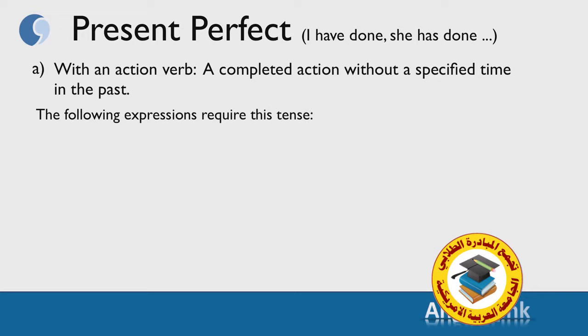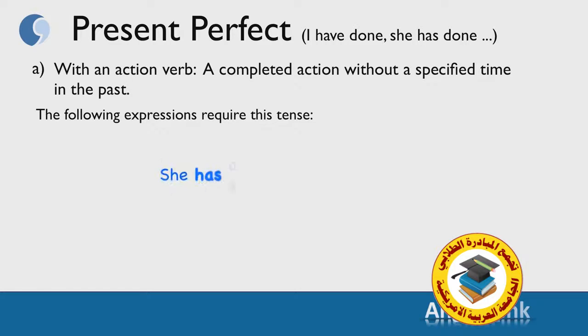The following expressions require this tense, because they do not refer to a specific time in the past. They mean some time in the past until now. So far. Already. Not yet. Recently. Just. Ever. Never. Today until now, this year until now, in the last few years, in the past week.